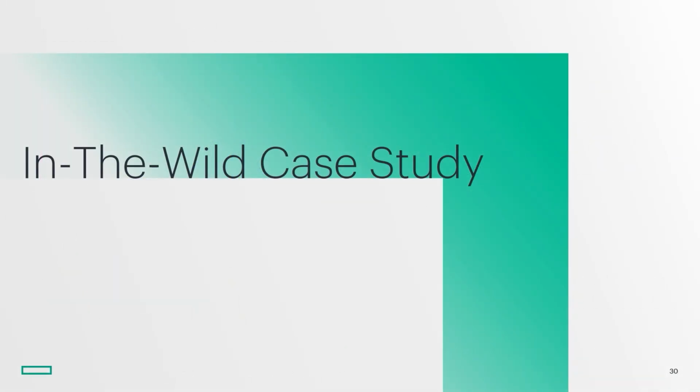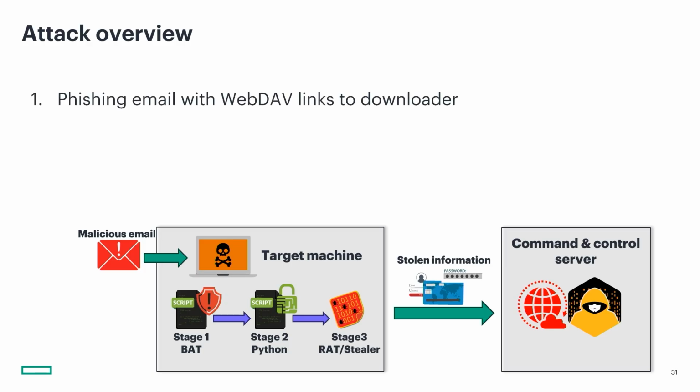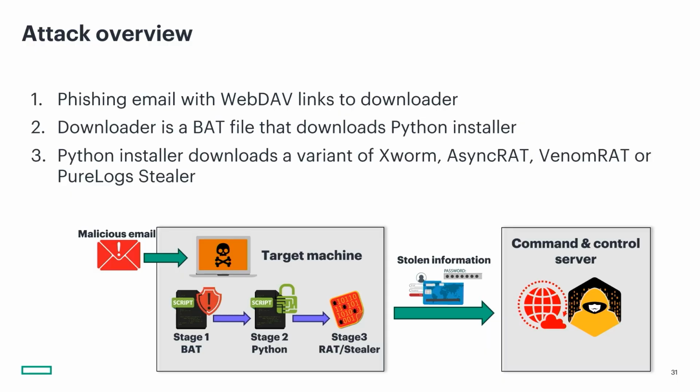And the couple of cases that I want to talk about here is one particular attack which happens to use this WebDAV in order to download a bat file. Let me build up this thing. So this is just talking about the entire attack so far. There is a Python installer, downloads a variant of async-rat.